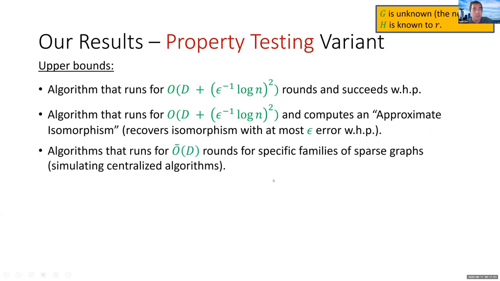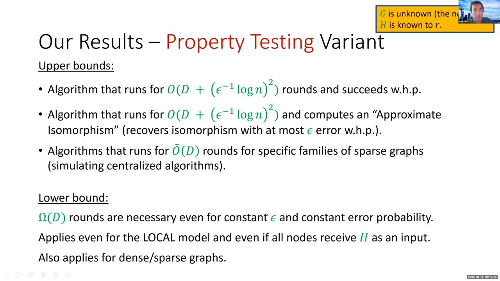And the last upper bound that we have is O tilde of diameter rounds for specific families of sparse graphs. Actually, this is essentially tight as we show a lower bound of omega of diameter rounds, and we show that this is actually necessary even for constant epsilon and constant error probability. And actually, this lower bound also applies even in the local model, where there is no restriction on the message length, and also if all the vertices get H as an input. And finally, it also applies for dense and sparse graphs.